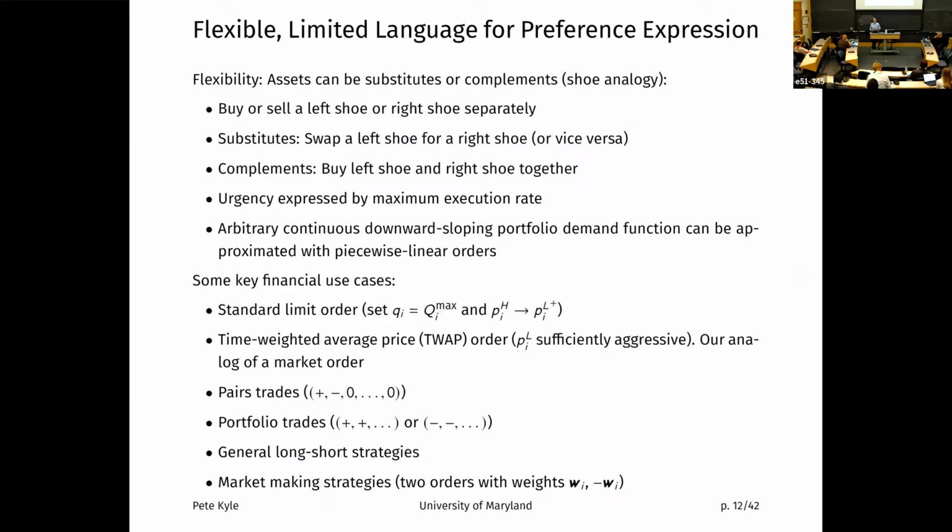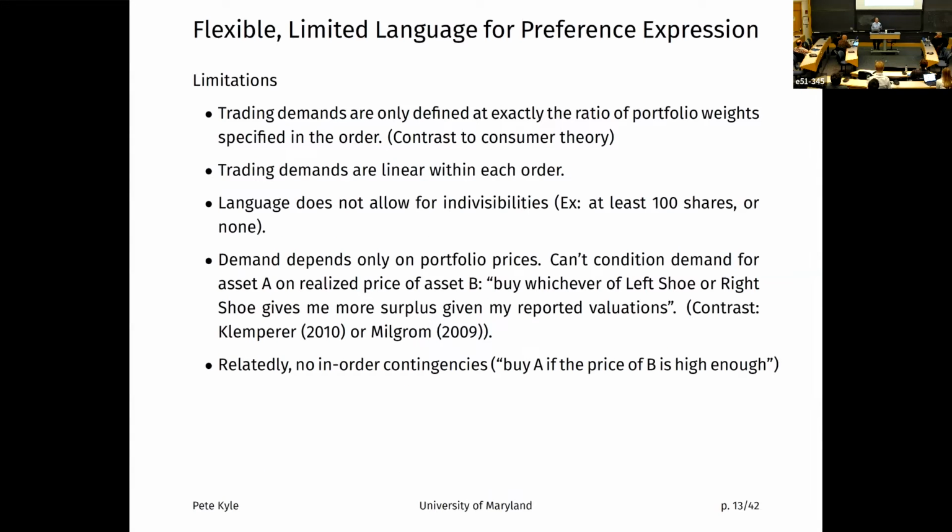So we think we're addressing uses that asset managers would find very practical. But there are some limitations. You have to have a downward sloping demand schedule. It has to be a linear combination, not a nonlinear combination. The language doesn't allow for indivisibilities. We think that's kind of irrational anyway in an asset pricing context.